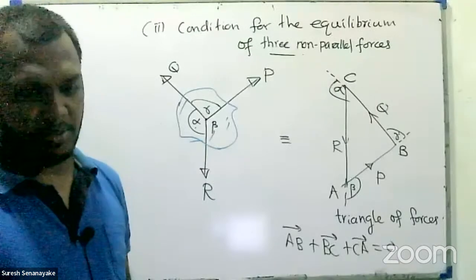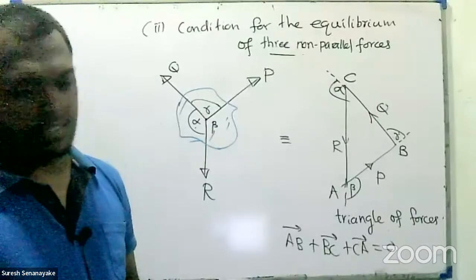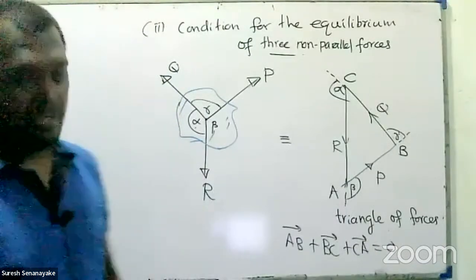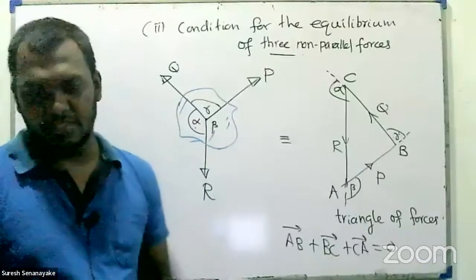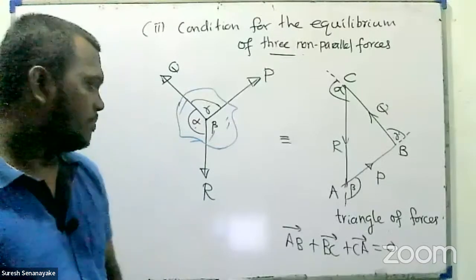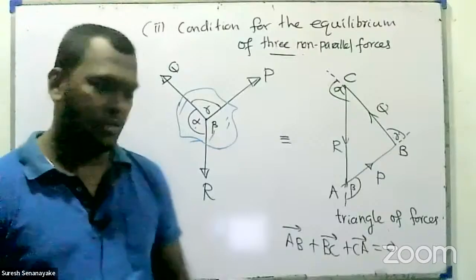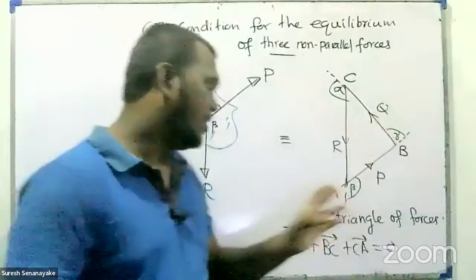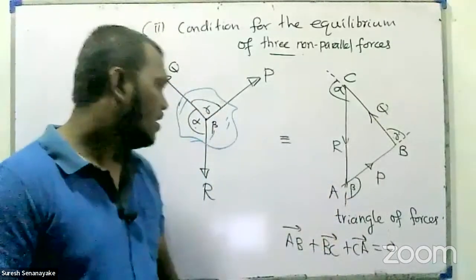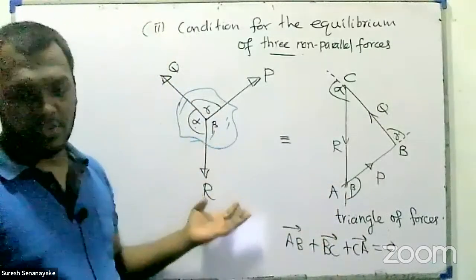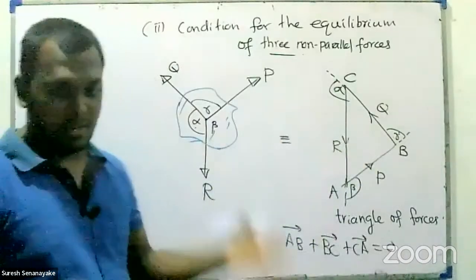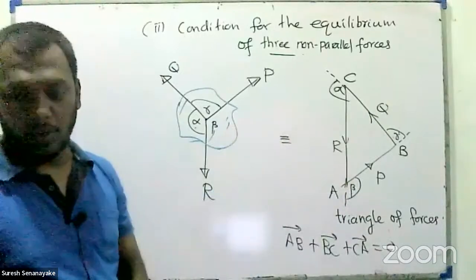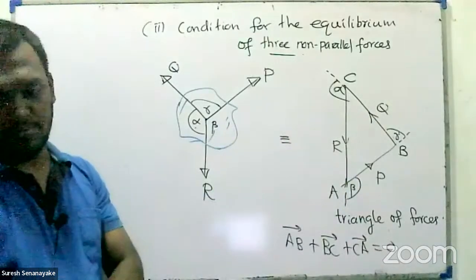Finish the drawing and we move to the next one. So the last part is any number of forces. We can use the polygon rule or polygon theorem. If there are three forces, we can represent it by the triangle, three sides. And if there are n number of forces under equilibrium, you can represent them with a polygon with n sides.